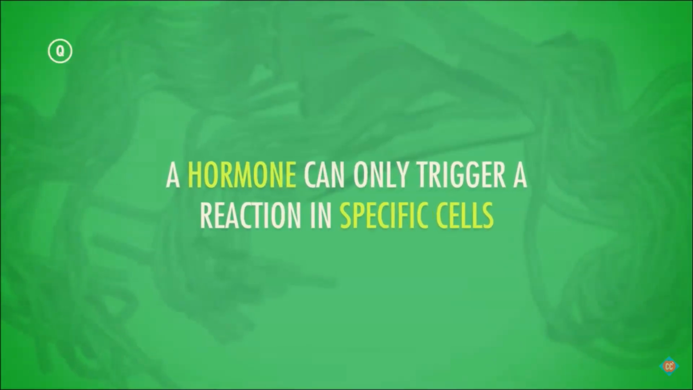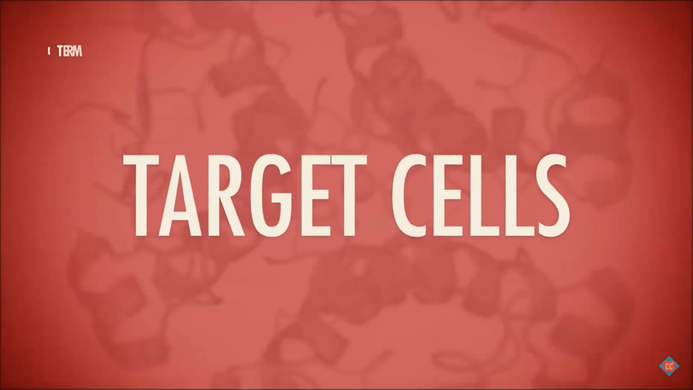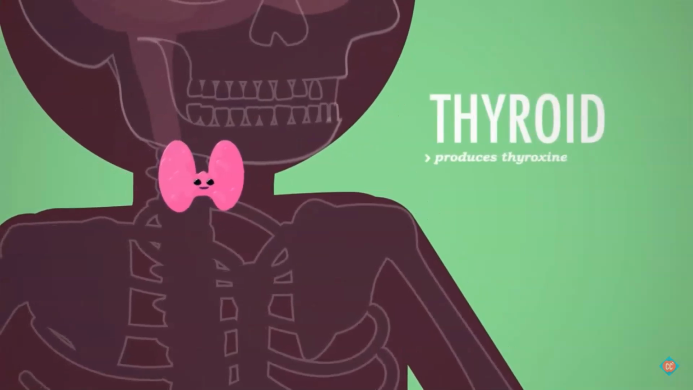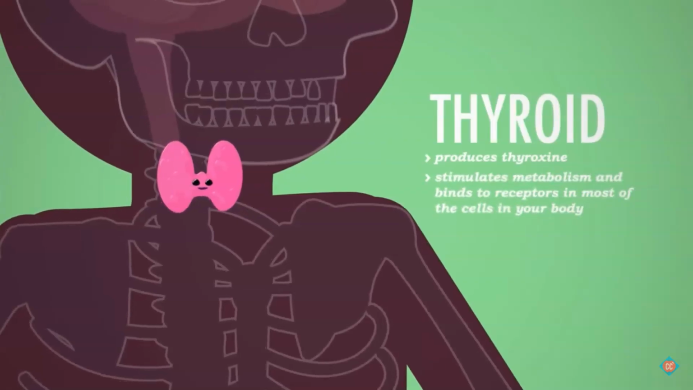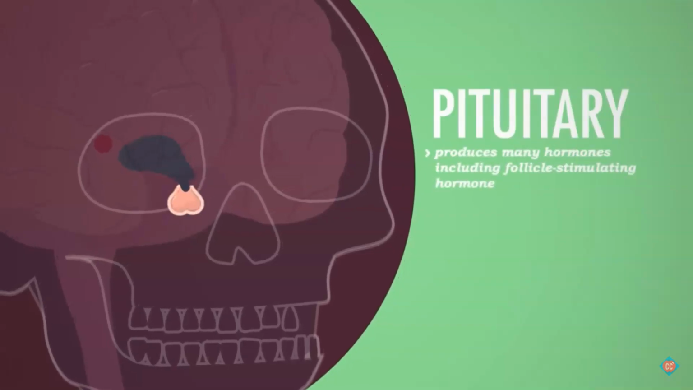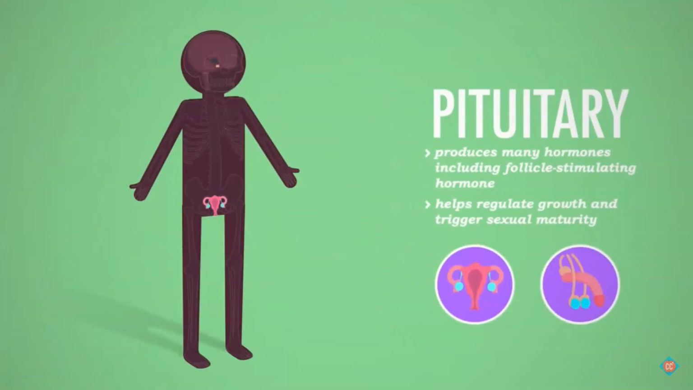So thanks to all these glands and organs, you've got these hormones diffusing through your blood doing all sorts of different things, but the thing to remember about them is that a hormone can only trigger a reaction in specific cells. They're so-called target cells that have the right receptors for it. So just like some keys can open many locks while others only work with one, so too can the hormone-target cell relationship either be widespread or localized. You're probably going to want an example of that, so your thyroid at the bottom of your throat produces the hormone thyroxine, which stimulates metabolism and binds to receptors in most of the cells in your body. But your pituitary, which is nestled all comfy under your brain, produces follicle-stimulating hormone, which helps regulate growth and trigger sexual maturity, and it only targets specific cells in the ovaries and testes.